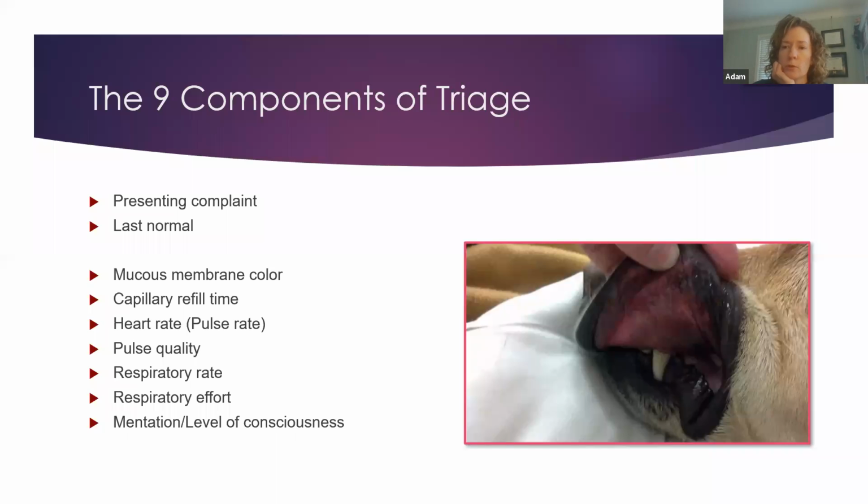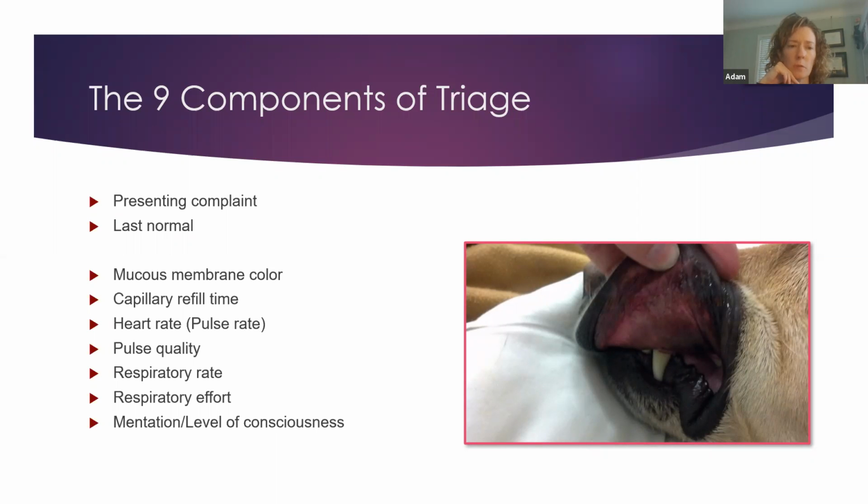Based on the literature, there's really 9 components of triage. So 2 of them are verbal. The first one is the presenting complaint. And I think many of us handle this by going up when there's a call for triage and asking the client, what brings you in today, or what's going on with your pet today, and trying to get a basic idea of what has brought them into our emergency room.